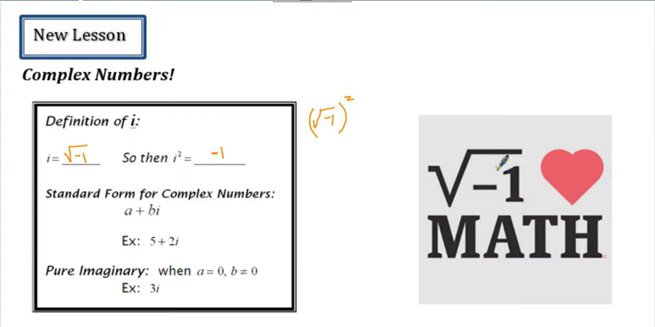And of course you can see how our little joke plays out now. Always think of the square root of -1 as the letter i. And of course, I love math, as I'm sure you do too.